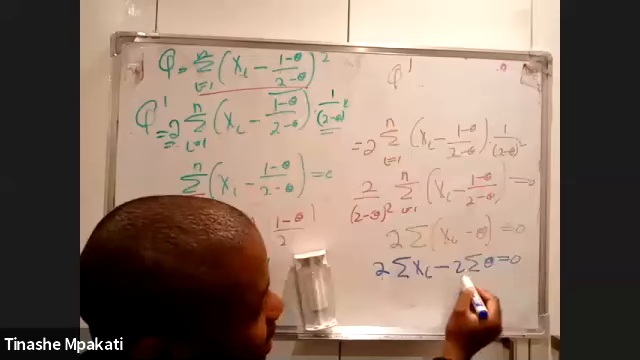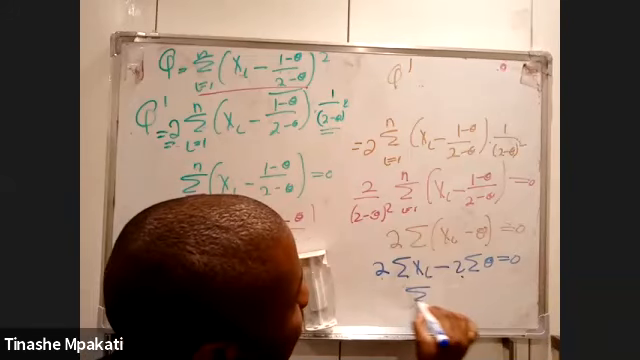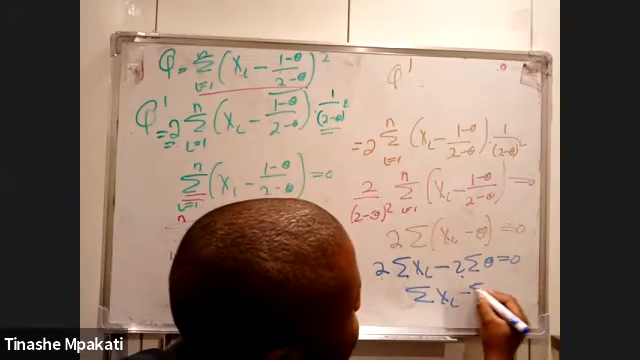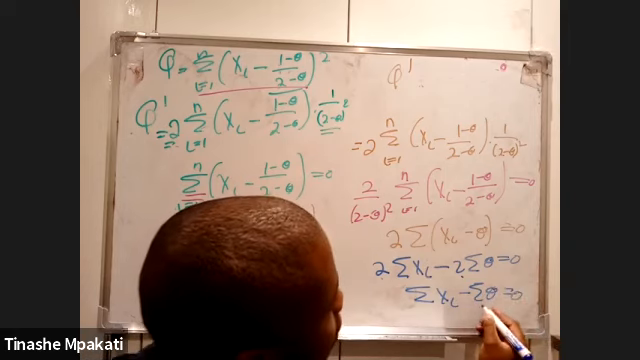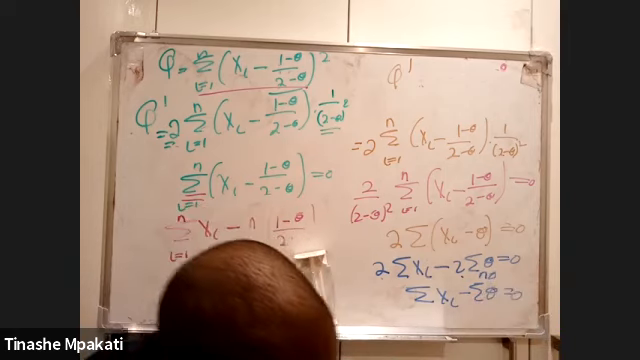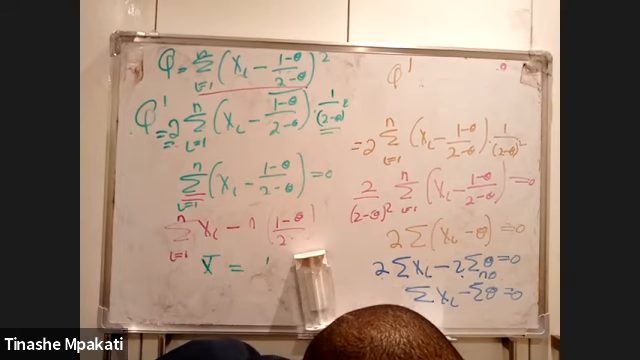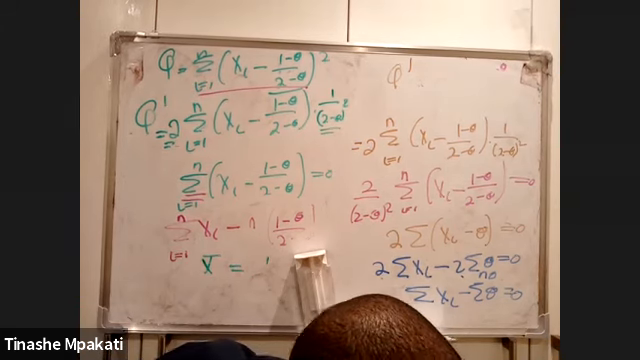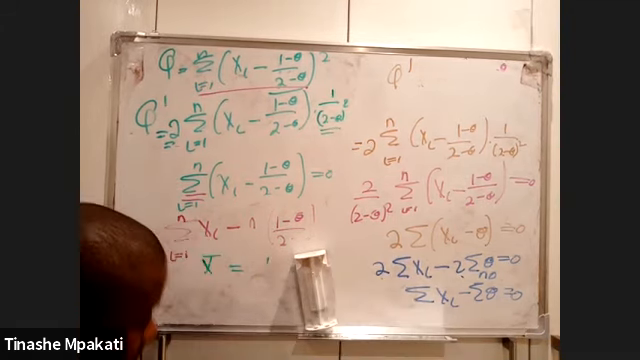Well, there's a 2 there, there's a 2, but there's a 0 there. So you end up with just the summation of xi minus the summation of my theta being equal to 0, which this here will just be n theta. Okay, I hope that makes sense. Awesome, cool. Let's move on.